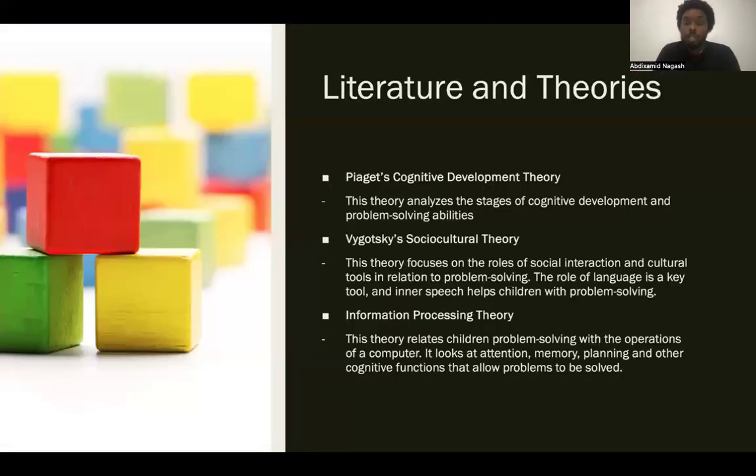Literature and theories. I decided to look at three different theories. The first is Piaget's cognitive development theory. This theory analyzes the stages of cognitive development and problem-solving abilities. The second theory I decided to look at was Vygotsky's socio-cultural theory. This theory focuses on the roles of social interaction and cultural tools in relation to problem solving. The role of language is a key tool, and inner speech helps children with problem solving.